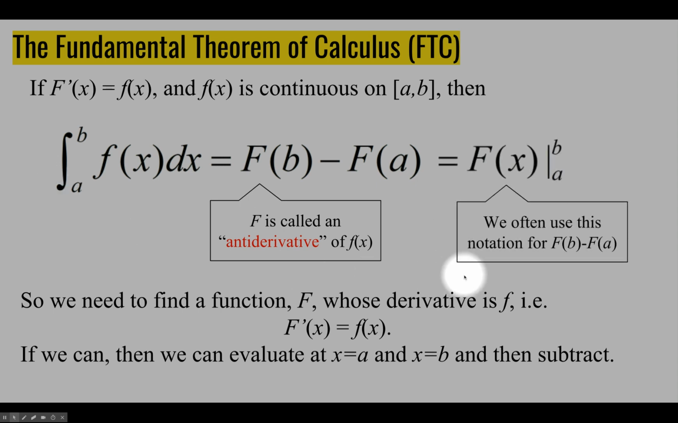In terms of notation, this difference right here is sometimes denoted with capital F of x, and then we put a vertical slash, and then we put b and a here. So we'll often use this as we work through the problem, and we'll see here in a moment. So there's two different ways to write this, but keep this in mind as we make our way through the following examples.